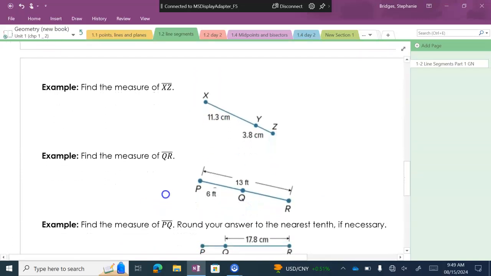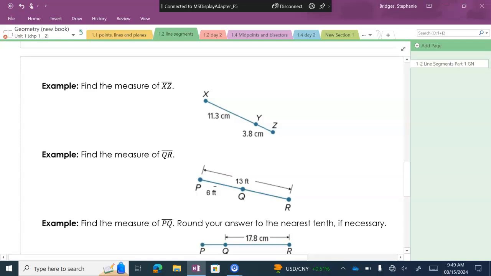Here we go. You might want to grab a calculator. We're going to be doing some adding and subtracting, and specifically with decimals. So if you're not good at that and you want to grab a calculator, these are the examples we're going to do. Oh, I see. They're using the image above, not the one below. That's what it was.